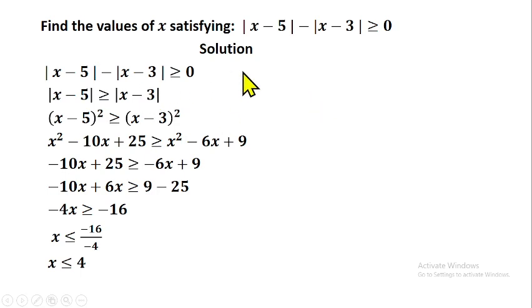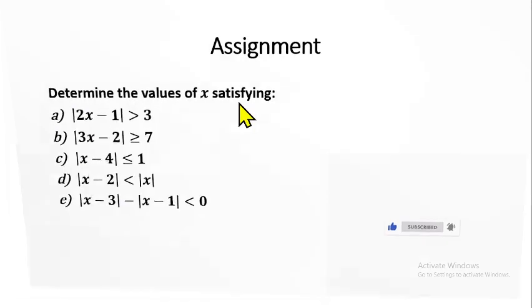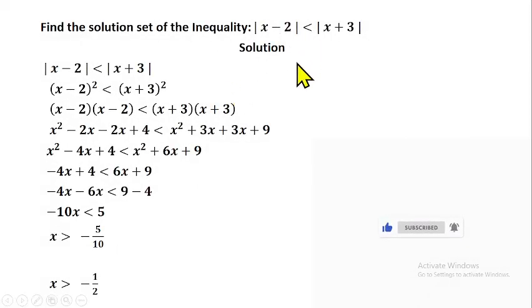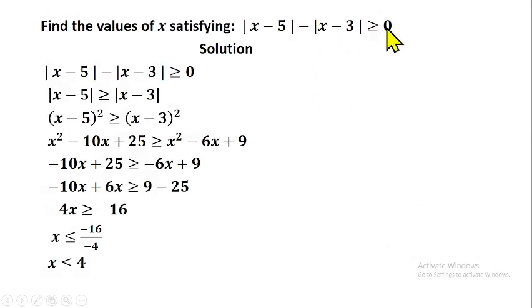Still on the absolute values of inequality. So look at the difference between this one and the absolute values on both sides. But look at this one now. This absolute value here minus an absolute value of another thing greater than or equal to 0. So how do we solve something like this? It's very simple, like the one we just solved.